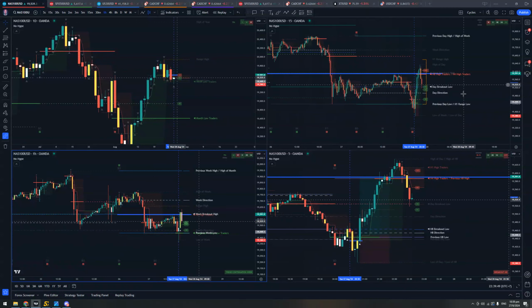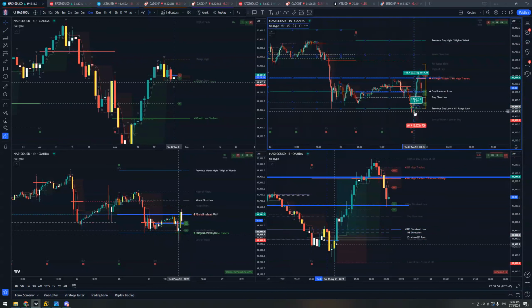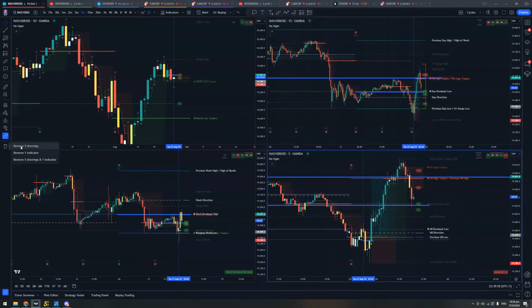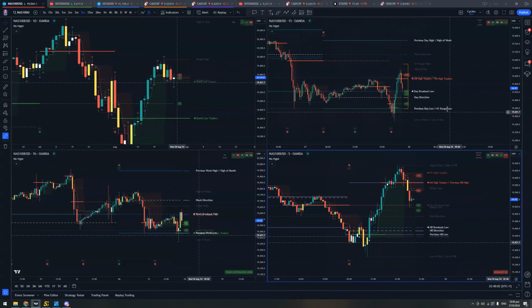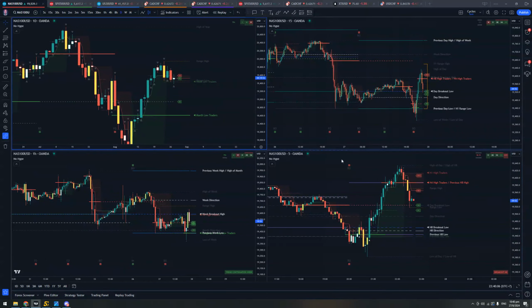And on the daily, it's a breakout reversal: breakout low, and then faking out the previous day low. That's a breakout reversal. So weekly setup and daily setup took 2R on that move, and that's it. That's all I took on NAS.